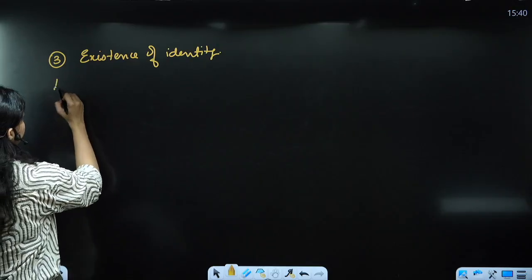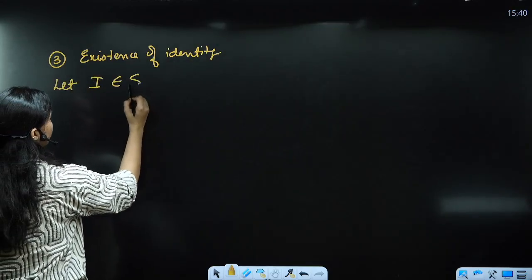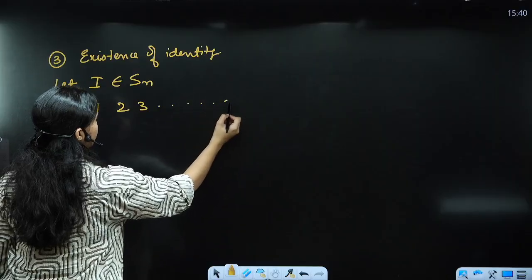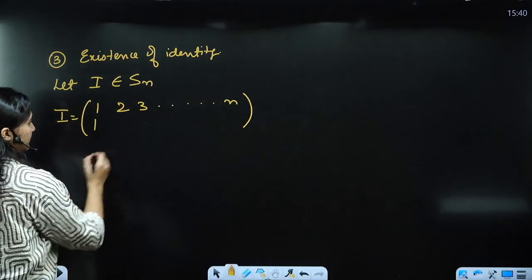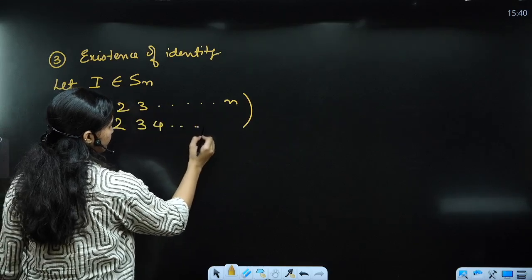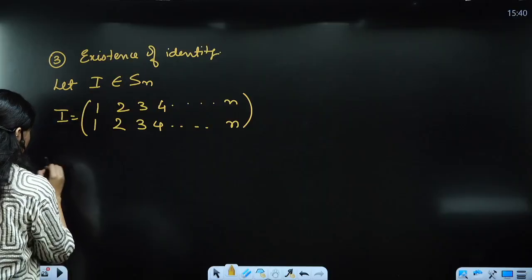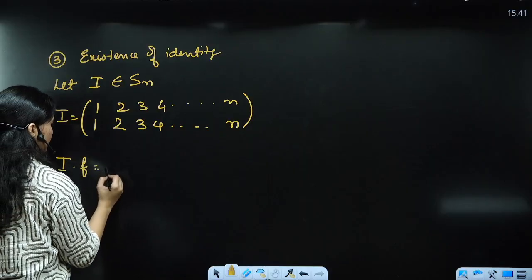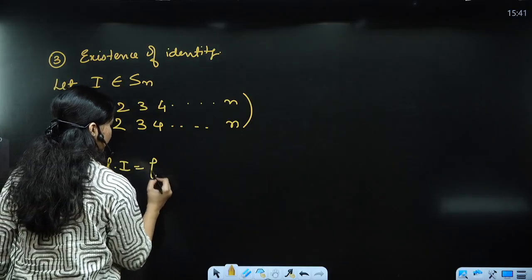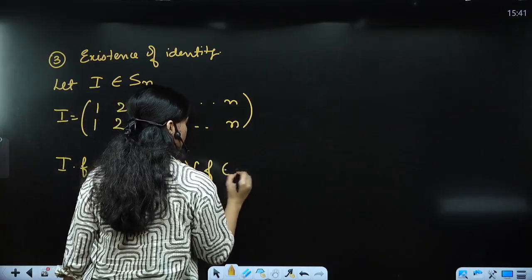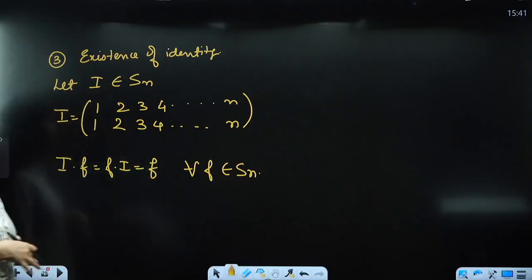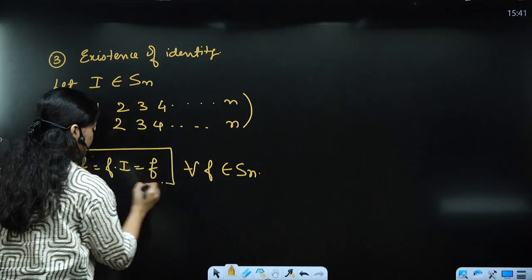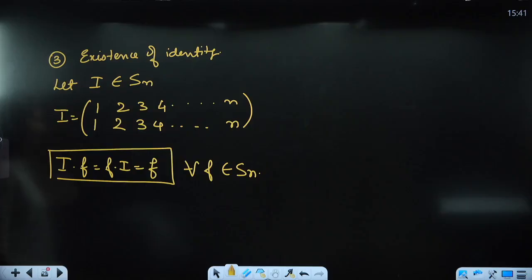So let f or I belongs to Sn, and I equals 1 up till n natural numbers, and each element is mapped to itself, right? So I dot f equals f dot I equals f for all f belongs to Sn. Yeah, so this is an identity element which is going to satisfy the following property for all elements of Sn. That means all bijections that are present in the group Sn.